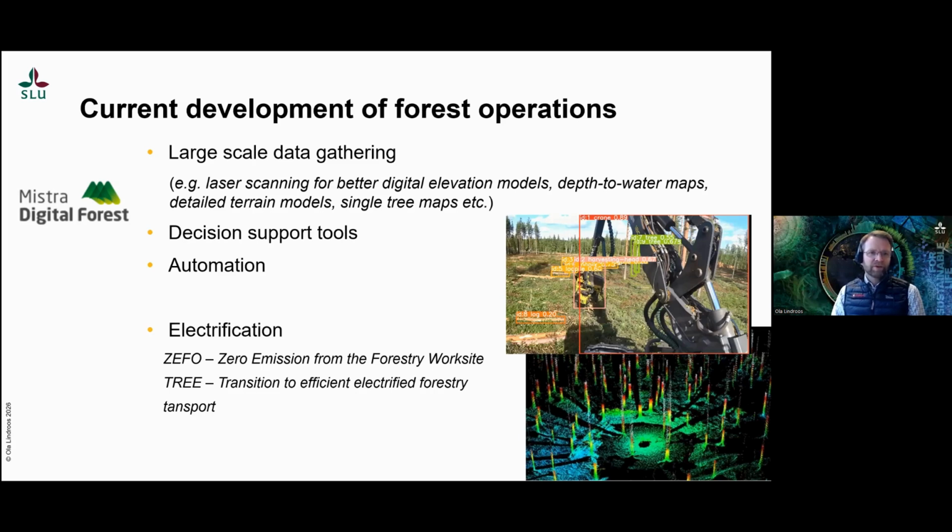The terrain models I already told you about, but it's also going down to actually see individual rocks, individual lying trees, and all these kinds of things, and seeing the individual tree maps, etc. This is then used to get decision support tools to transform the data to some kind of useful information. I'll tell you a little bit more about that. And the last step is the automation. And the automation is, of course, depending on the 2 previous steps, that you need data, you need decision support tools.